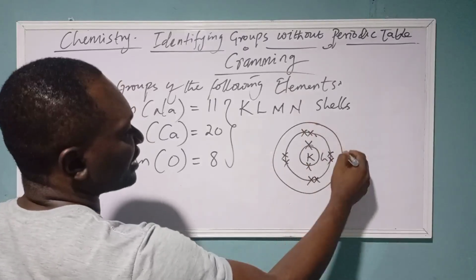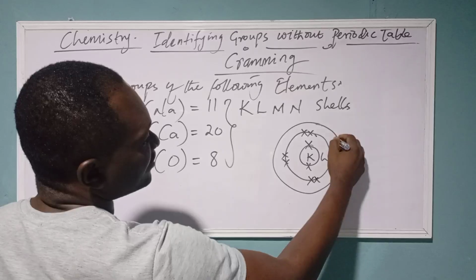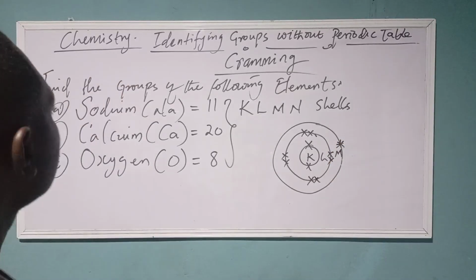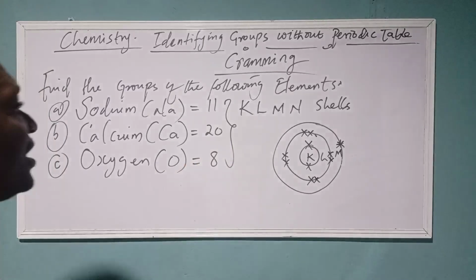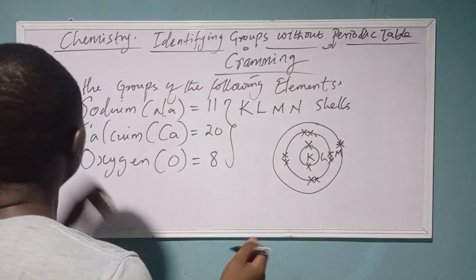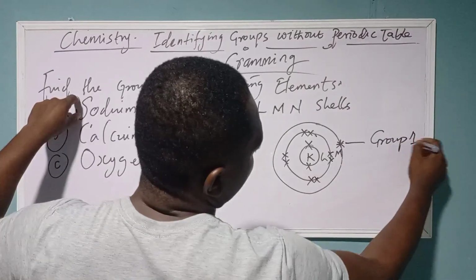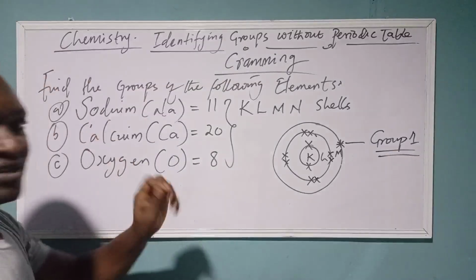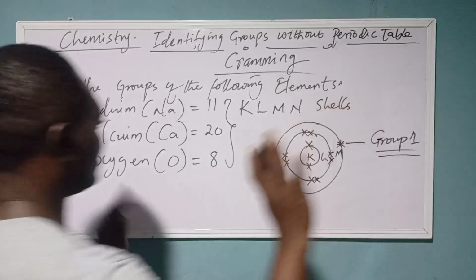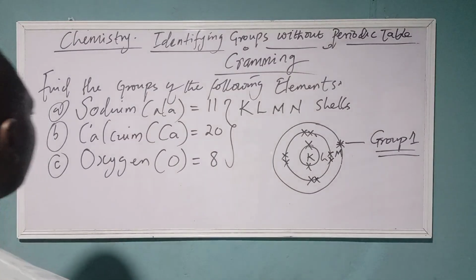So the outer or the last shell for sodium, which is the M shell, has only 1 electron at the outermost shell. Now, this is how you know the group. This 1 electron at the outermost shell shows that sodium is in group 1. That's the old method. In the new method, sodium will be in group 11. But I just want to use this one because we are used to this. Okay, that's it for that.